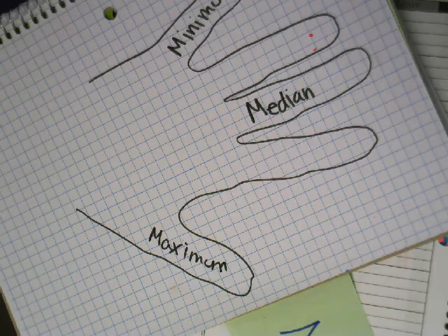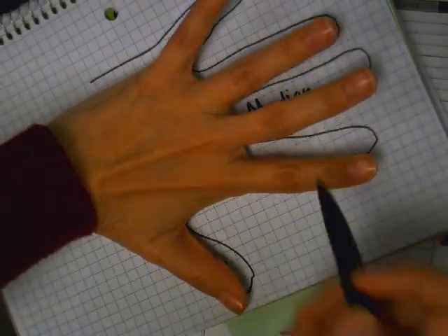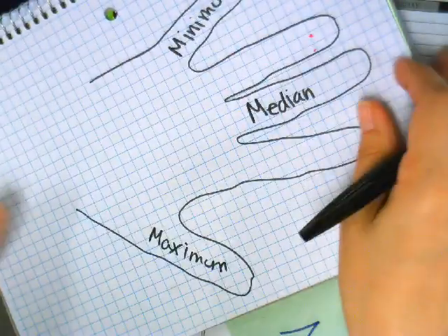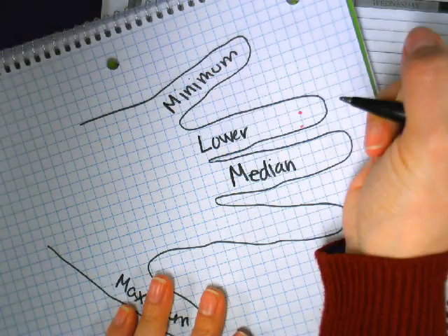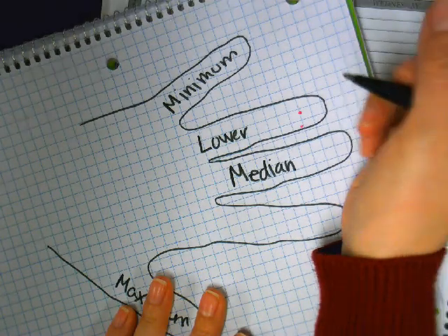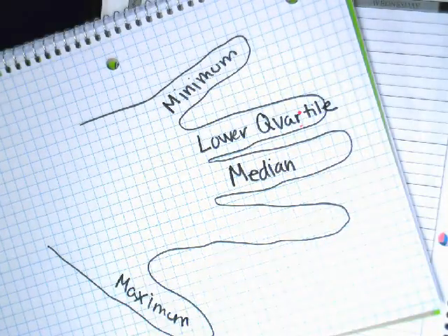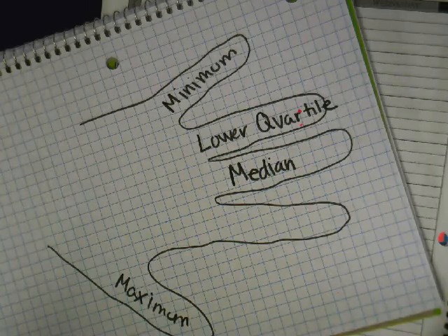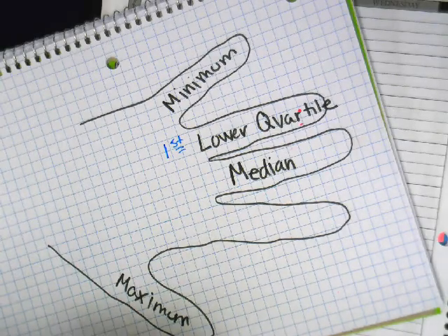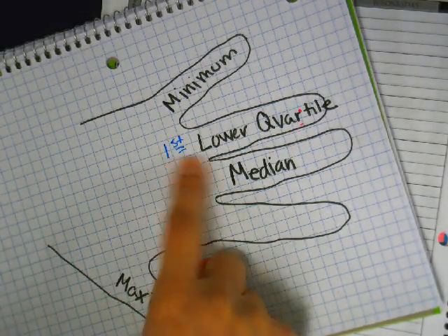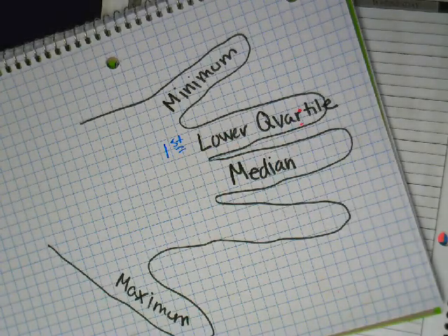Okay, what about the other 2? The other 2 are crazy vocabulary. Your ring finger is called, you might have heard it in 6th grade, the lower quartile. Also, some worksheets call it the first quartile. So I'm going to put the first here. So first quartile, or sometimes called lower quartile. Depending on the worksheet, that's what it's called.